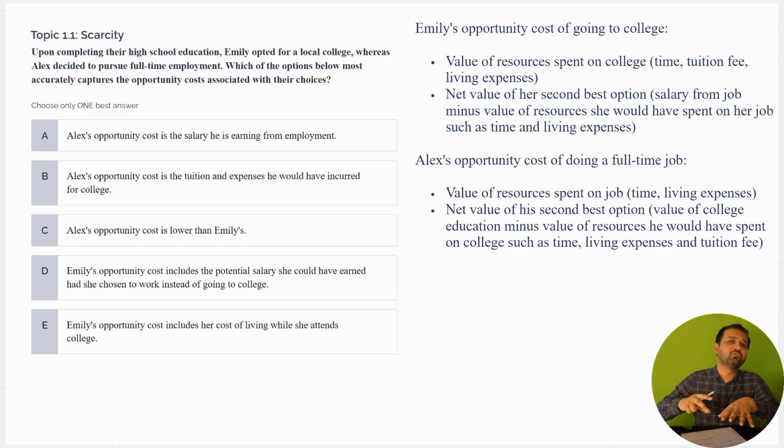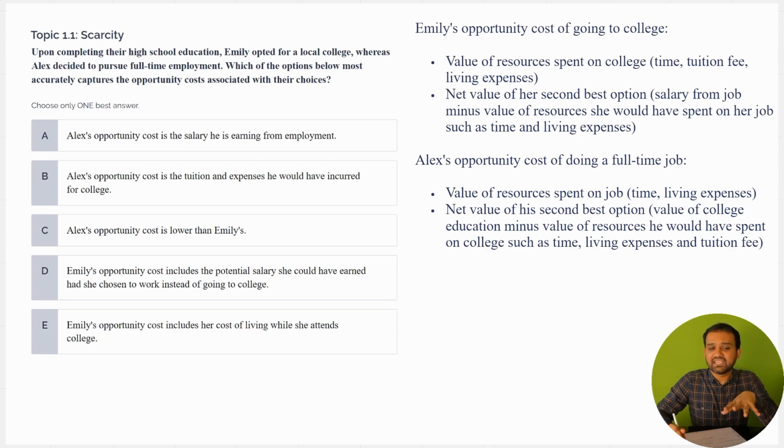We don't precisely know what her second best would be, but I think it's fairly convenient to assume that she gave up the chance to do a job. On the other hand, Alex here pursued full-time employment. So when he did that right after graduating from high school, that means likely that he gave up the chance to go to college. So we have identified what their next best option would be in the context of the question, but that is not what the question is precisely asking us.